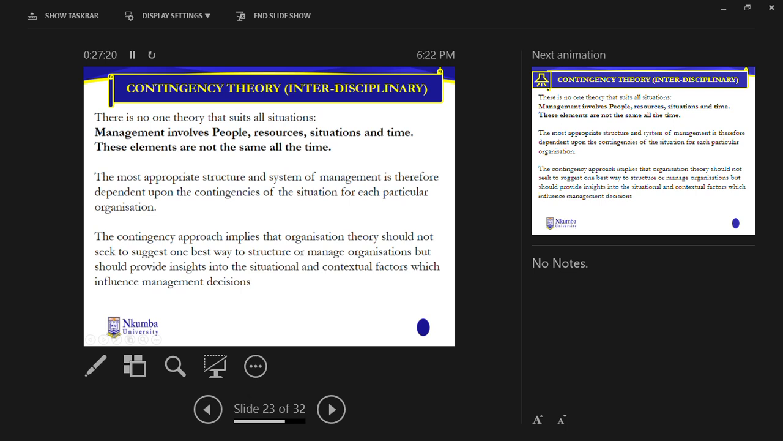This one, the contingent theory, we have looked at it. Let's call it the interdisciplinary approach to matters of management. So there is no one theory that suits all the situations. So management involves these people, resources, situation, and time. So a manager should know the people in some situations, people in some times, they have to be handled in some way, and resources also as well. So these elements are not the same all the time.